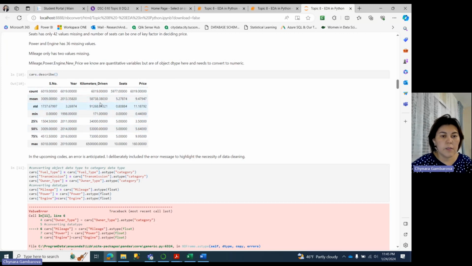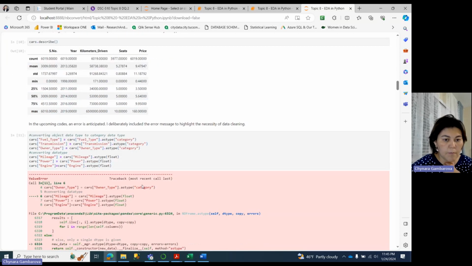So we have a data set skewed to the right, and for seats, it's almost the same. And for the price, 5 and 9. Oh, there is a huge difference, which means we have outliers and data distribution is skewed to the right.